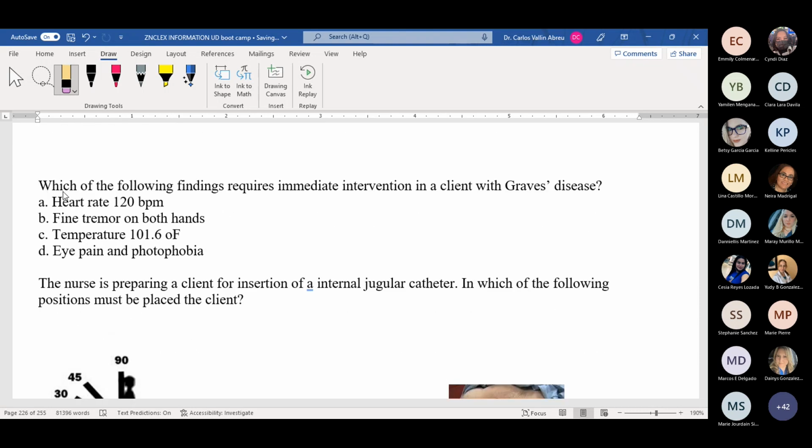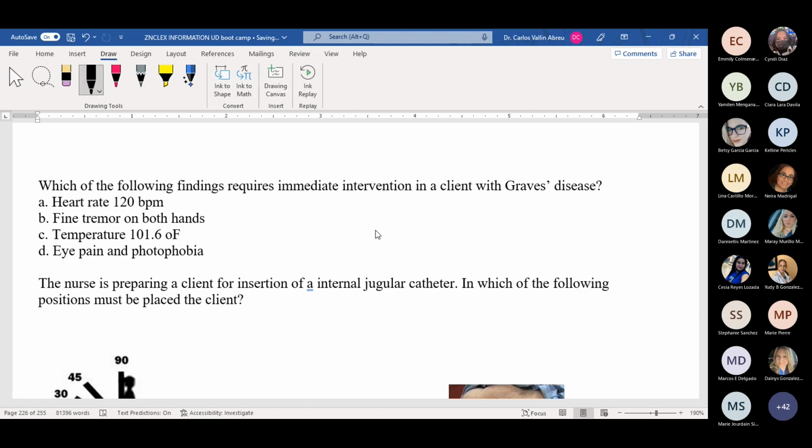Which of the following findings requires immediate intervention in a client with Graves' disease? So what is Graves' disease? Who has Graves' disease? What is this disease?